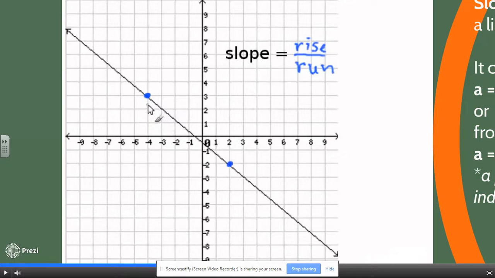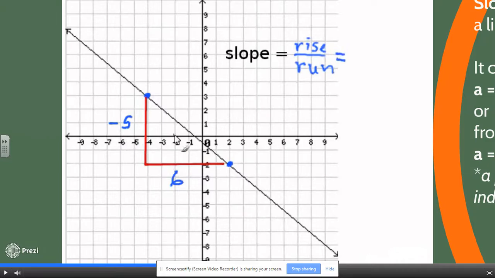Now I'm going to travel from left to right. I'm going to find the vertical direction, the rise, from this point to this point. And in this case, to get from this point to this point, I have to go down 5. So I'm going to write -5. Now I'm going to find the horizontal direction. So from this point to this point, I have to travel to the right about 6 times.